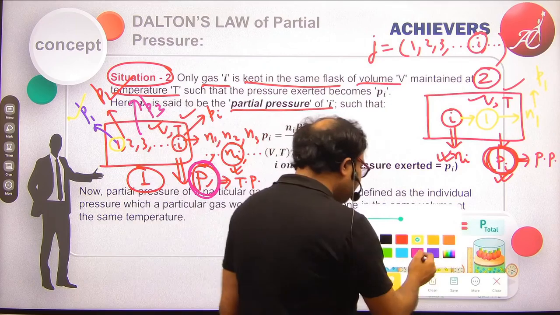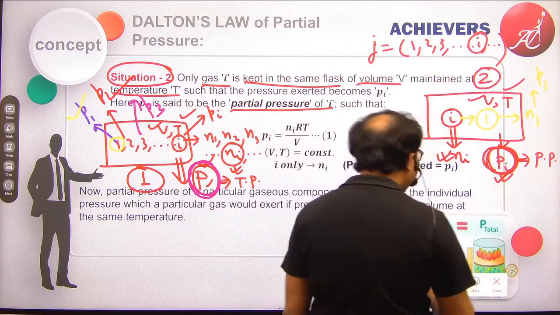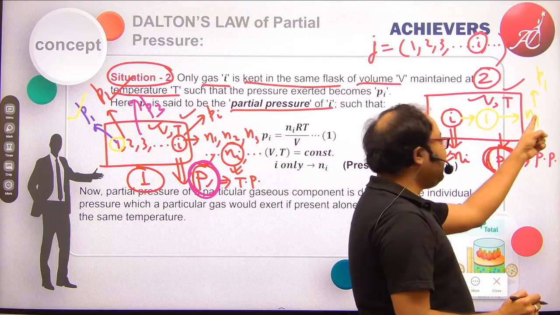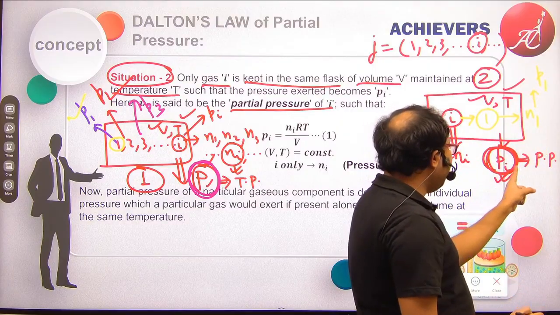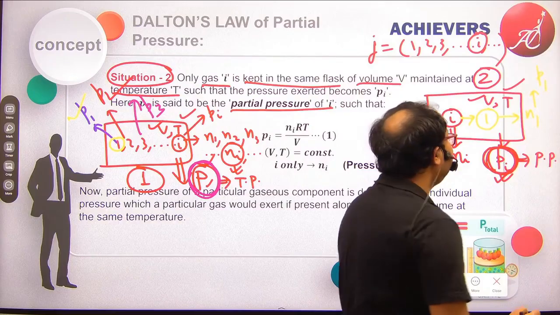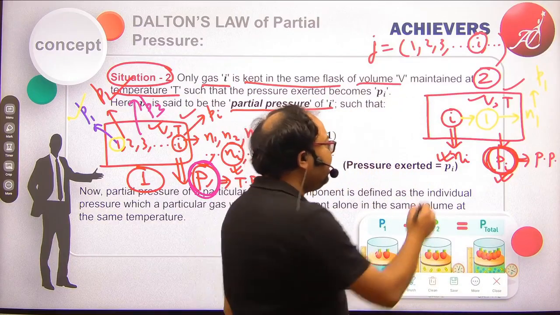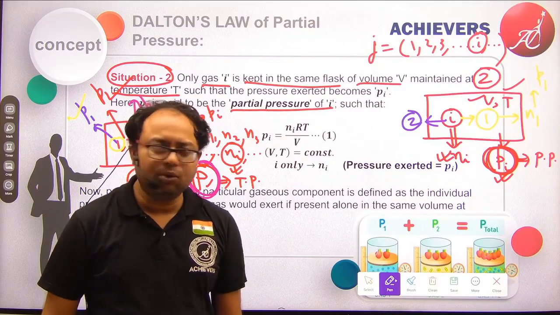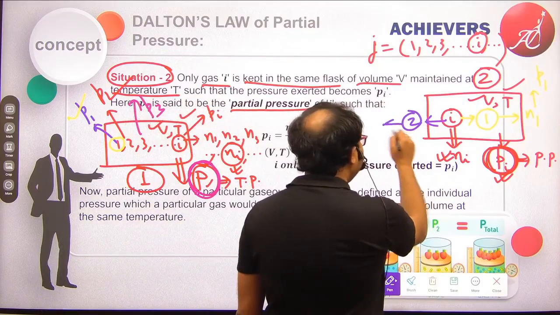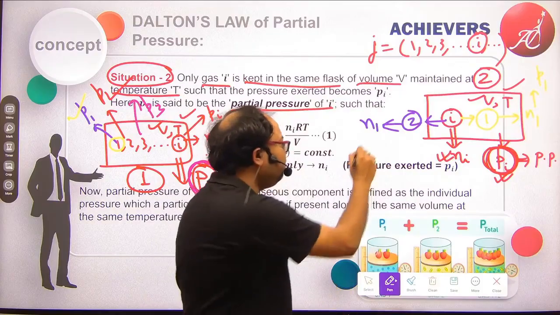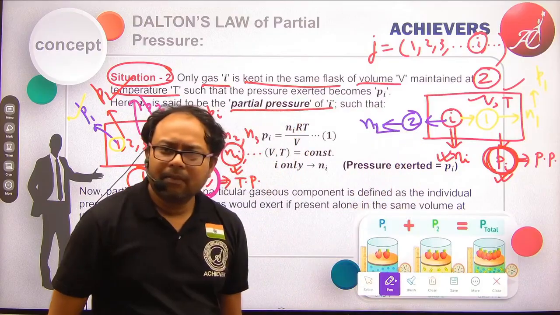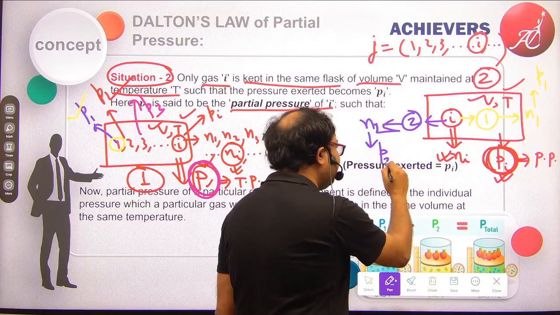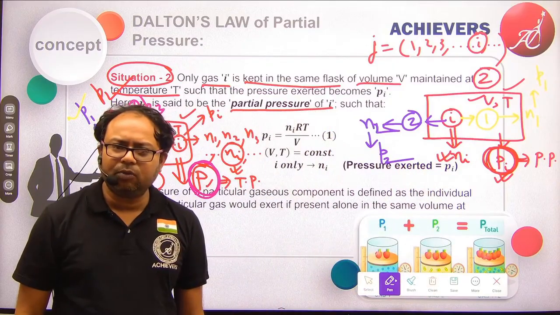So what you are doing? You are replacing i by 1, then Ni by N1, and then the partial pressure Pi would be replaced by P1. If you are keeping gas 2 over here, you are replacing i by 2, then the number of moles would be N2, and the contribution towards the total pressure would be P2. That means P2 would be the partial pressure.